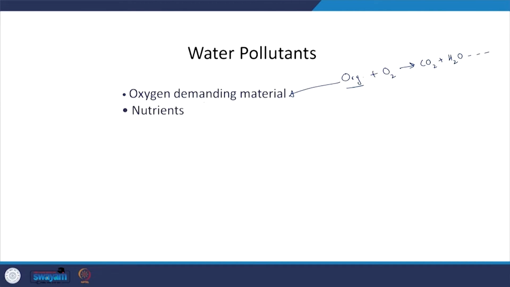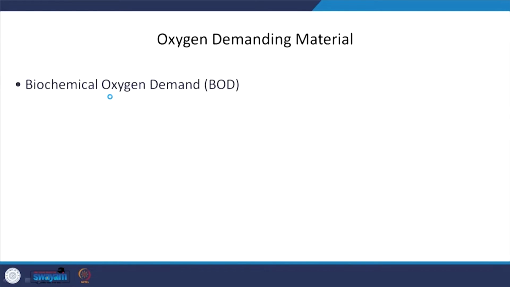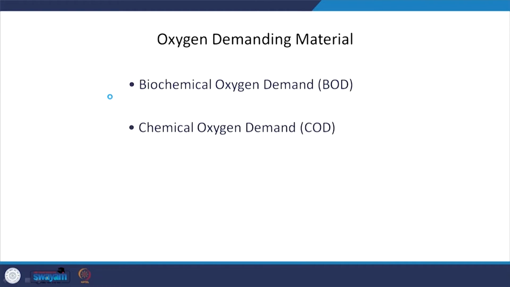And then nutrients, typically we are going to look at nitrogen and phosphorus, and pathogens, so microorganisms capable of causing disease, and suspended solids, right. We will look at this. I believe we started looking at oxygen demanding material. In that context, we looked at two particular parameters. One is the biochemical oxygen demand, BOD, and the other one is chemical oxygen demand.